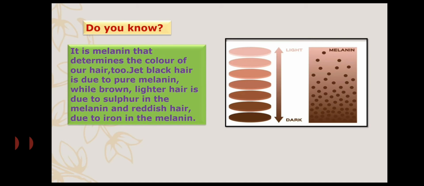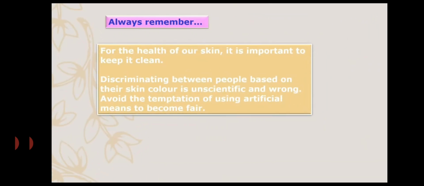So here we had an important point: brown, lighter hair is due to sulfur in the melanin and reddish hair is due to iron in the melanin. First point we had seen, black hair is due to pure melanin. Second one we had seen, brown lighter hair is due to sulfur. And third, reddish hair is because of iron in the melanin.